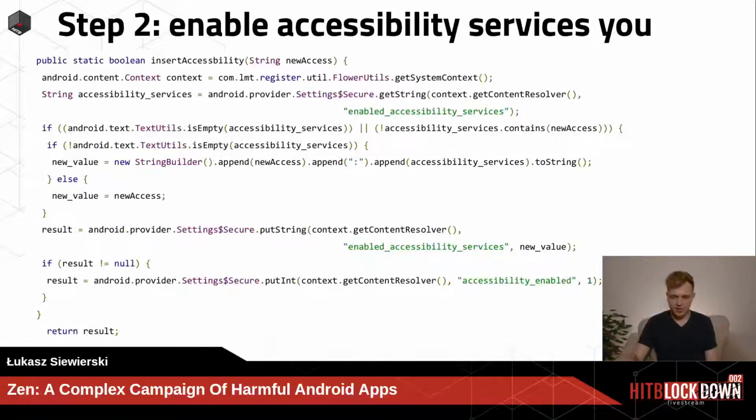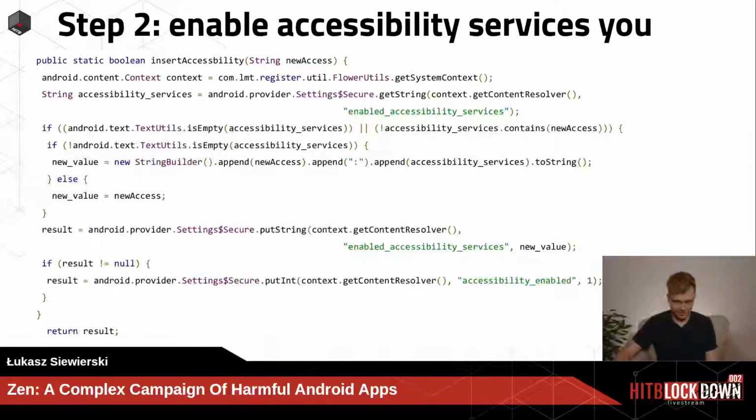And you can see that first thing it does, it gets the list of enabled accessibility services, then it adds its own accessibility service and saves it as enabled accessibility services, and then sets accessibility enabled to 1. So what this does is it just adds an element to the list for the user. So user is not aware of that.